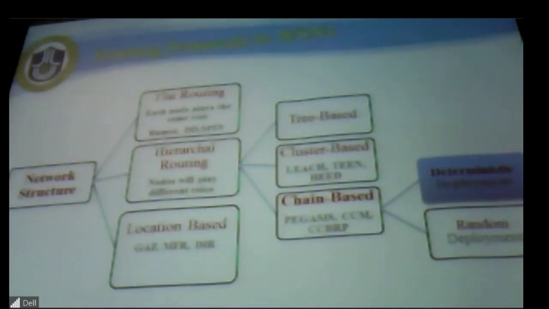From the chain-based protocols, according to the deployment, we have deterministic deployment and random deployment for the sensor nodes. For chain-based routing protocols with deterministic deployment, we have one state-of-the-art protocol called CCM, from 2012. It combines the cluster base and the chain base in the normal nodes, with the cluster base in the chain-based communication, and chooses one node as the main node, depending on its energy, to communicate with the base station. Another protocol is called the TSCP routing protocol.